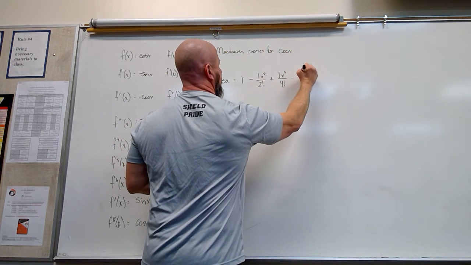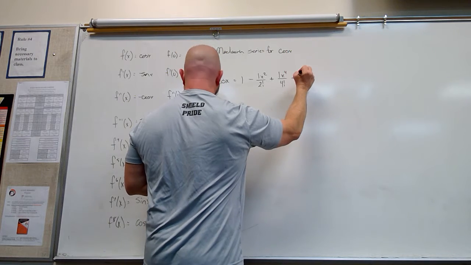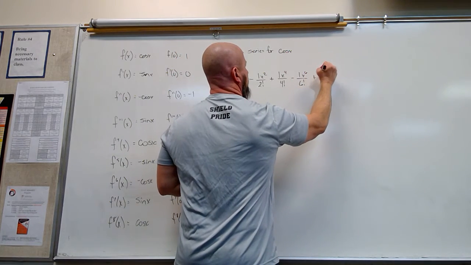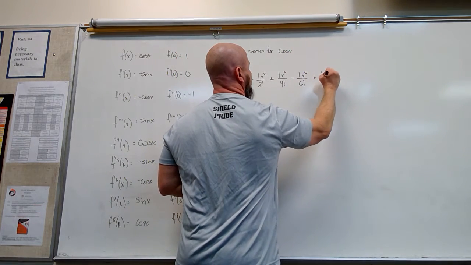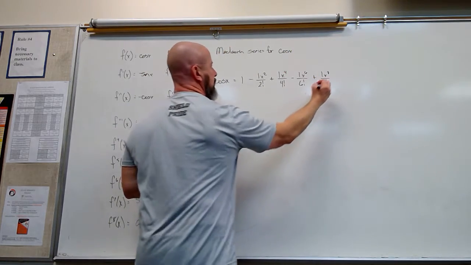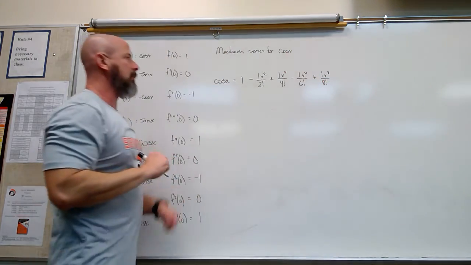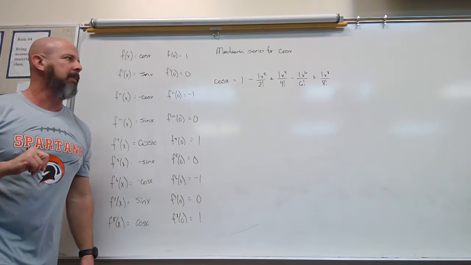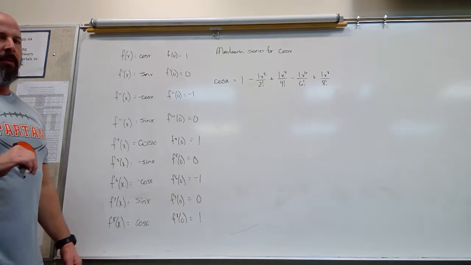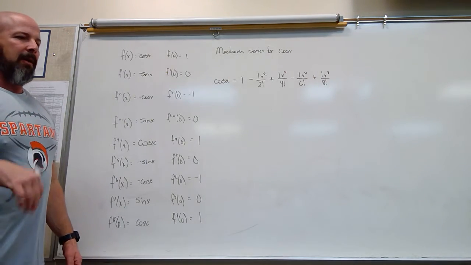Then minus 1 x to the 6th over 6 factorial. And then plus 1 x to the 8th over 8 factorial. There's my first 5 non-zero terms. And this is what we kind of worked with in the past. Here comes the new one.